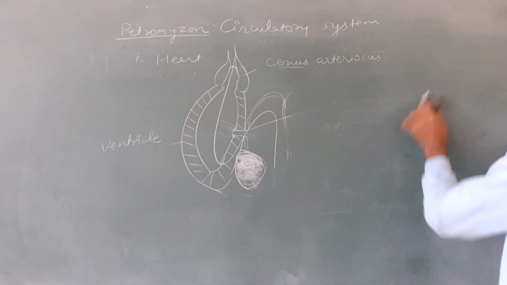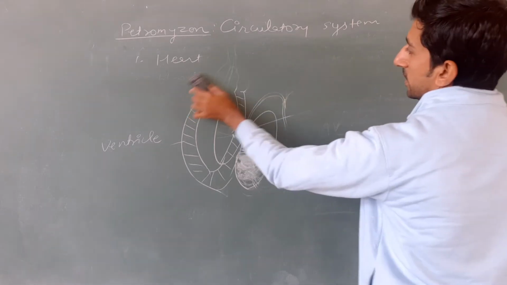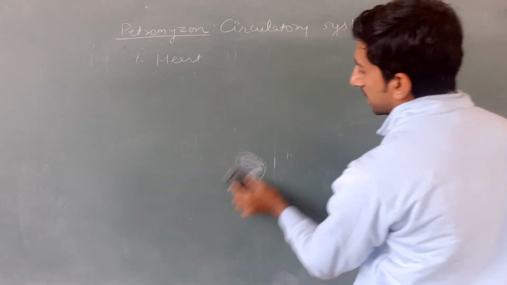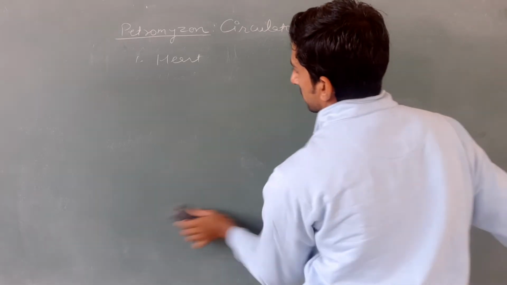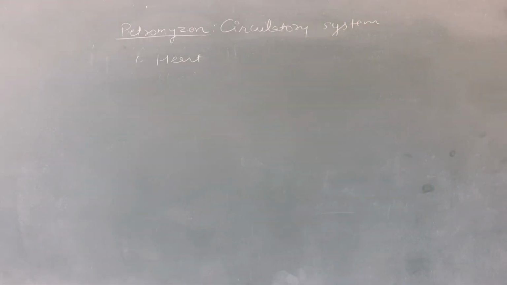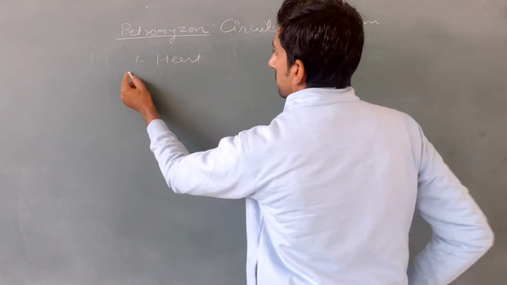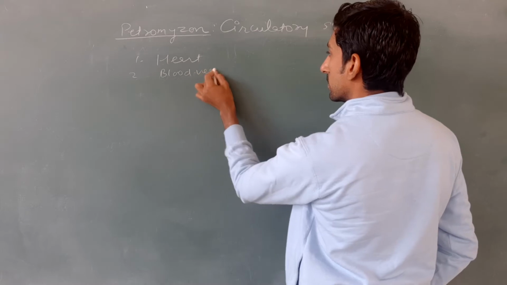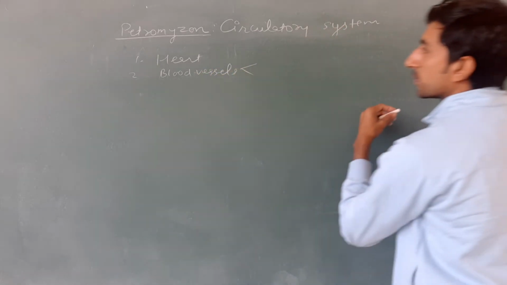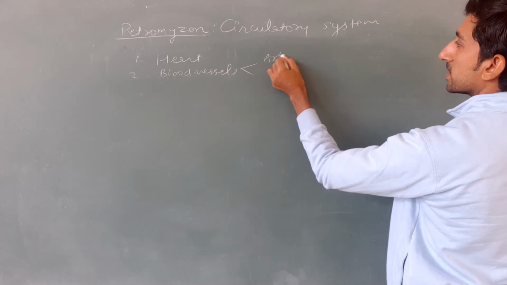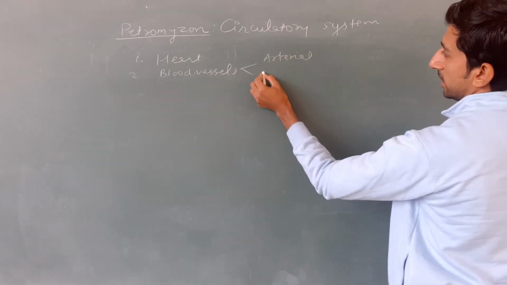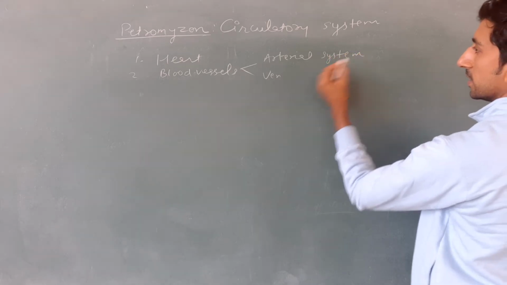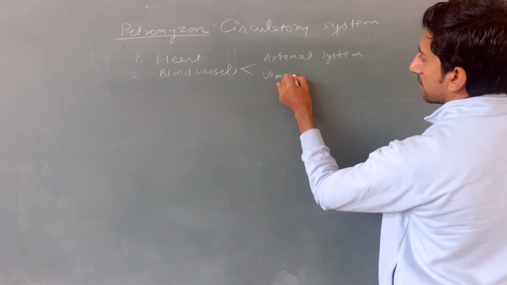Now we will see the blood vessels. First we will talk about the arterial system and then the venous system later. Blood vessels have two components, the arterial system and the venous system.